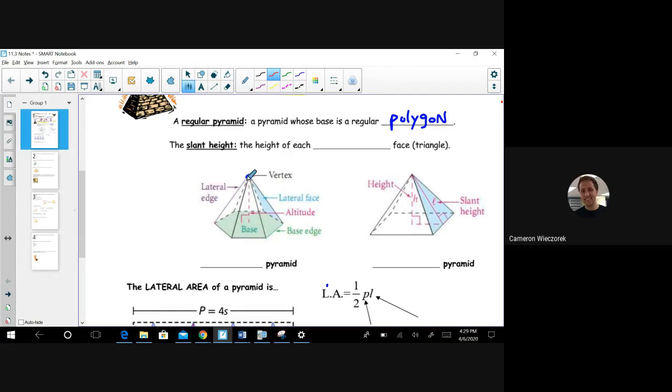The lateral edge, I'll do these in red. This is just the side lengths of the triangle, not including the one side on the bottom. So there's going to be 6 of them in this problem. And they're all congruent. That's one nice property. All of these lateral edges have the same length.